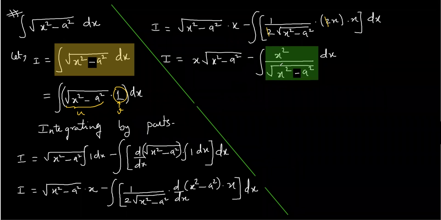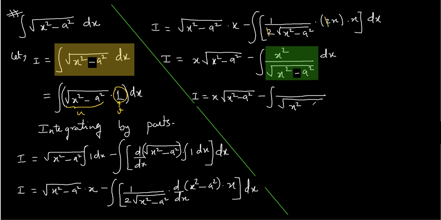So here the next step I write is I equals x times the square root of x square minus a square, minus, and the denominator here I have is the square root of x square minus a square. You remember in the previous result derivation you had plus here. Now you have negative.